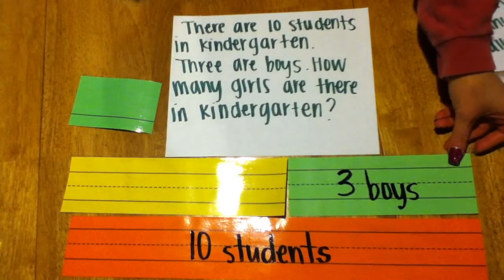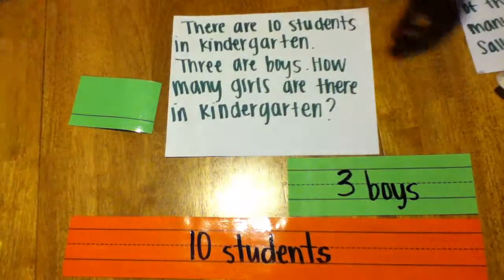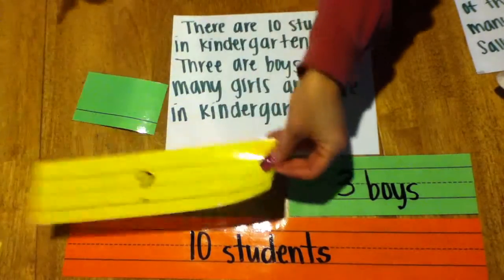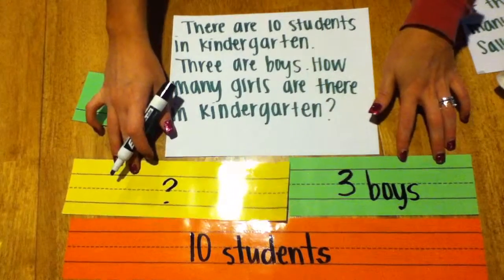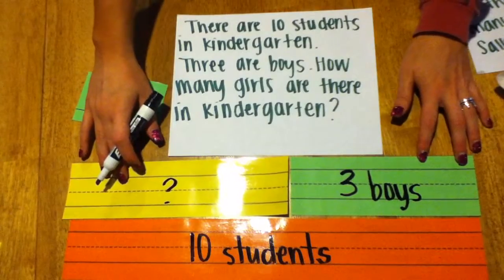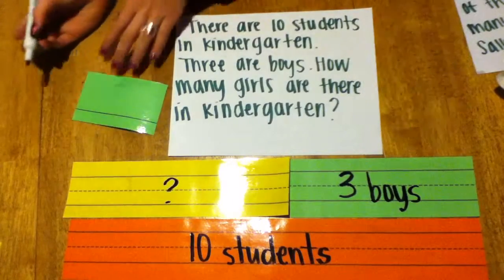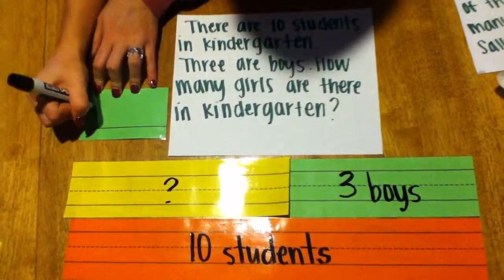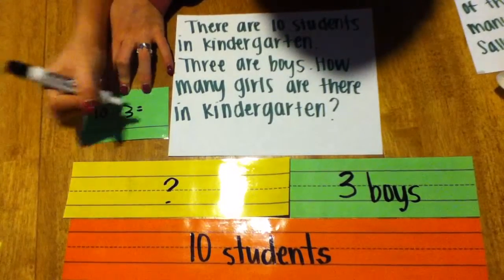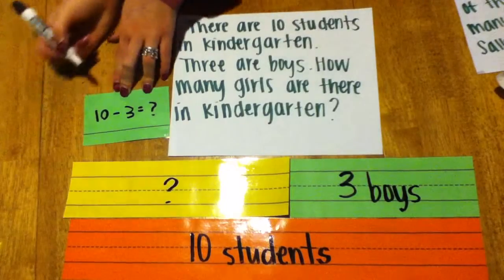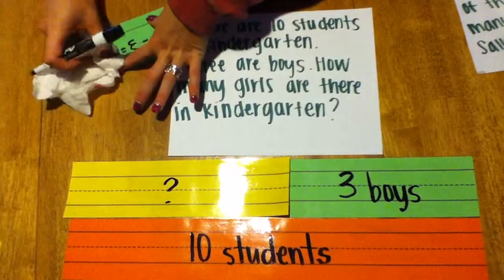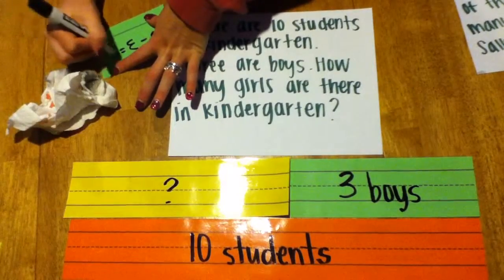And now we need to find out how many girls there are in kindergarten. So the yellow strip is going to have a question mark on it because we are unsure of what that answer is. So first, we're going to figure out how many girls there are. So we're going to do a subtraction problem of 10 minus 3. So 10 minus 3 equals 7. So we're going to erase this question mark and put a 7.